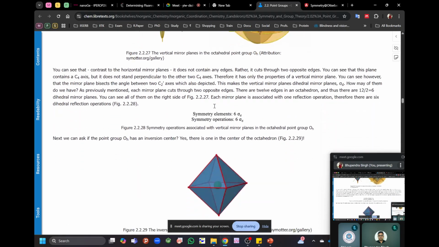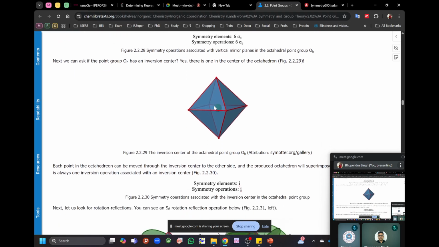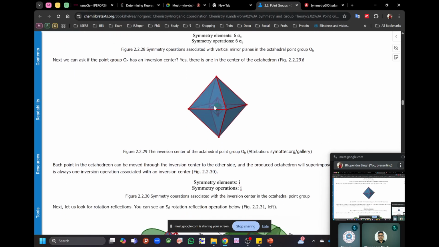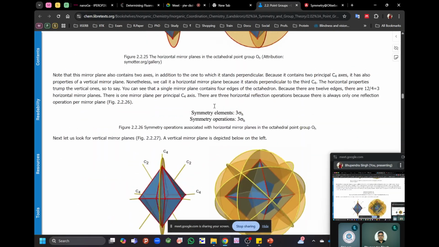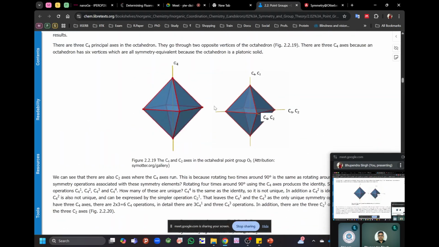Okay, so 6 sigma d's are present here. Now coming to the inversion center. In my initial class, I told you how to find the point group of a molecule. There was a systematic step-by-step procedure: find the axes of rotation, the planes of symmetry, the inversion center I, then S4, or something like that. So here they have also mentioned it like that only.